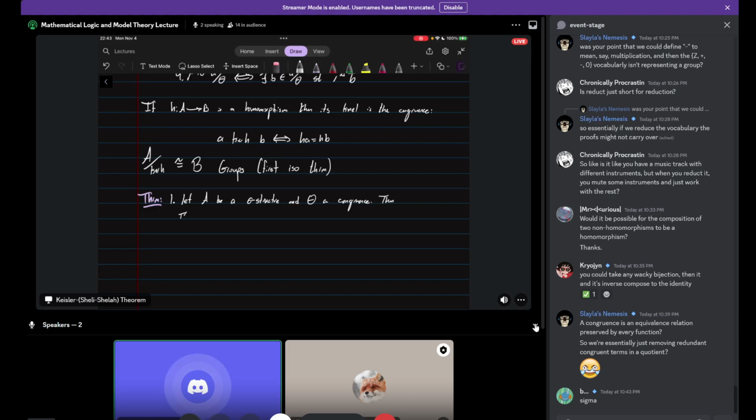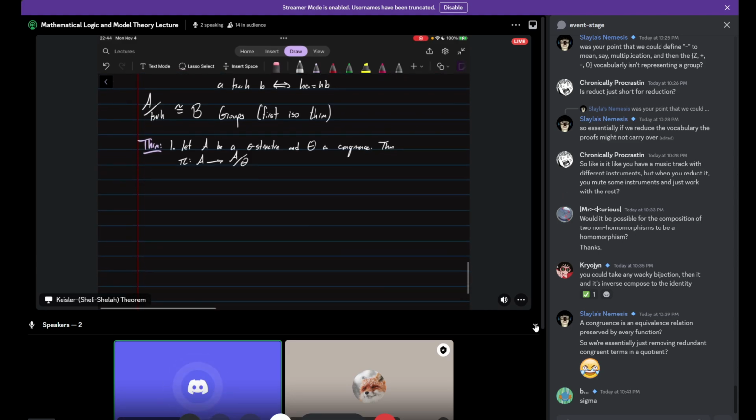Then pi from A to A over theta, right? Maybe a better one would have been rho. This is the quotient homomorphism, which maps a to its congruence class, is a strong homomorphism. Right. So what this tells us is that this canonical homomorphism that we're all used to in group theory, we should all be very used to it, is always a homomorphism for any structure and any congruence.